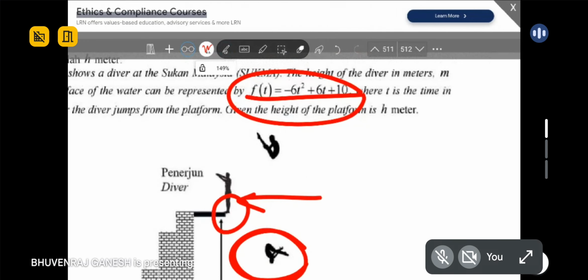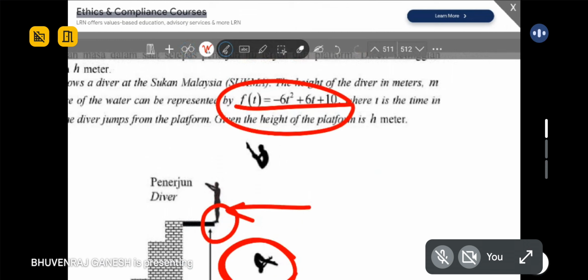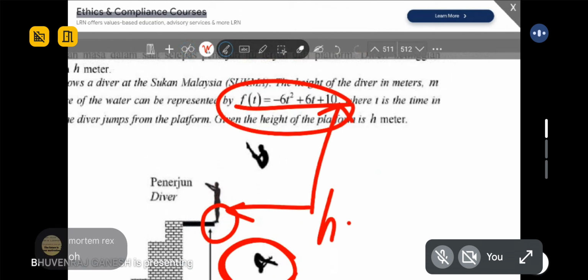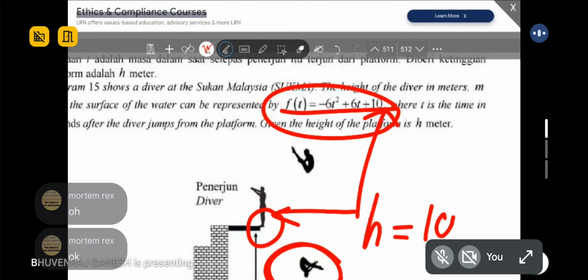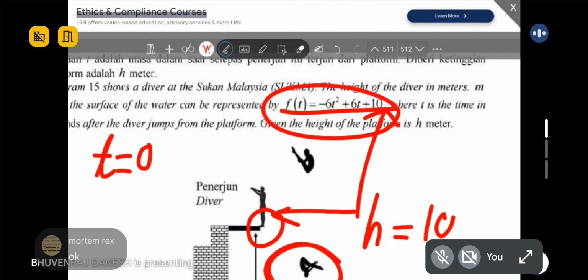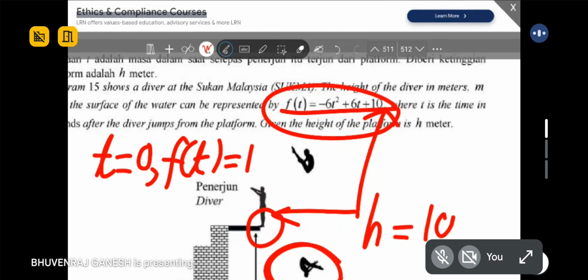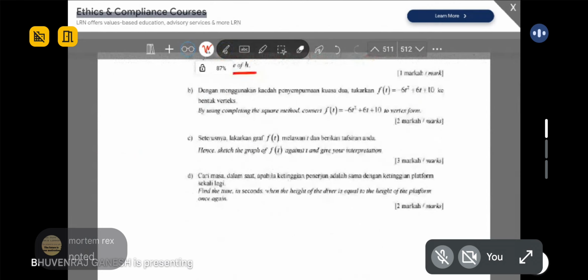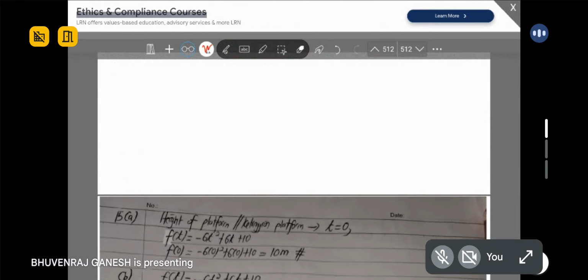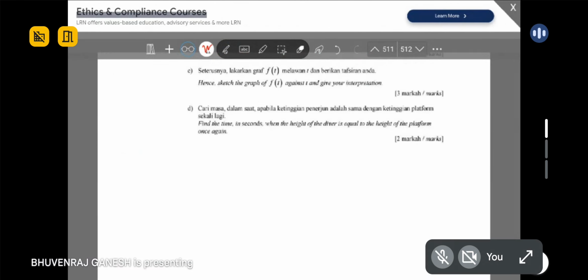Yes. Okay. The answer is y-axis. So the answer is just 10. The height is equal to 10. Another method is you substitute t equal to 0, gantikan. If you substitute t is 0, you also get f(t) equal to 10. Same concept, these two. So you can just do like that. You'll get the answer 10. Can, guys? Boleh? Okay, next one.